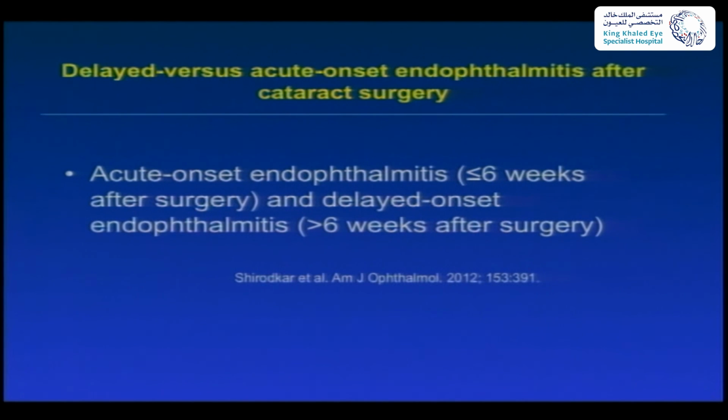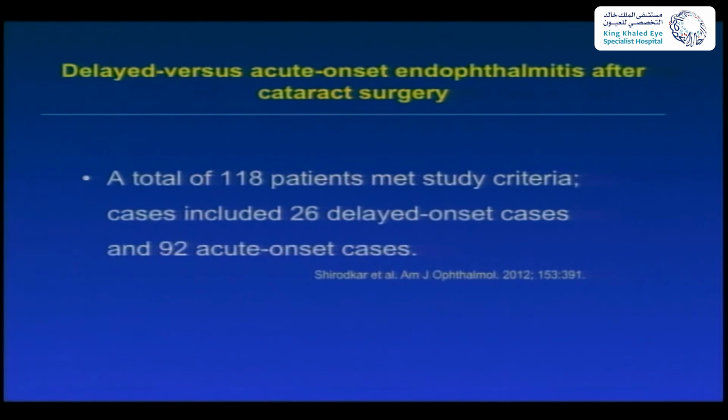This has been shown in this publication, where they compared the outcome and the clinical presentation in acute endophthalmitis versus delayed onset endophthalmitis. They defined acute endophthalmitis as inflammation starting 6 weeks or less after surgery, and chronic endophthalmitis as inflammation starting more than 6 weeks after surgery. They had 118 patients in this study: 26 were delayed onset or chronic, and 92 were acute onset.